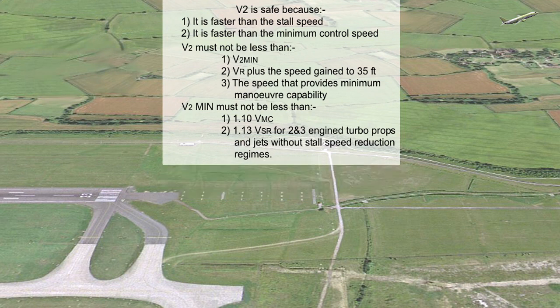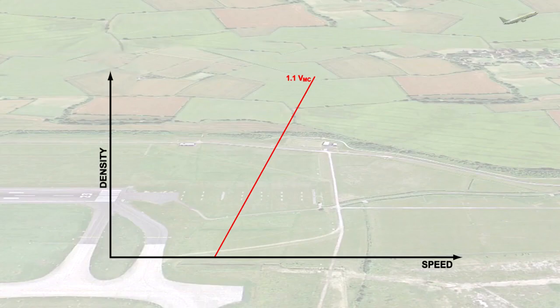Let's assume a two-engine jet with stall reduction regimes for the purposes of an illustration. This means that V2 min, and therefore V2, cannot be less than 1.1 VMC and 1.13 VSR. Using a graph with density on the y-axis and velocity on the x-axis means that 1.1 VMC speed is plotted as shown, and the 1.13 VSR is plotted as shown. Remember, V2 min and therefore V2 are not allowed to be less than either of these speeds.